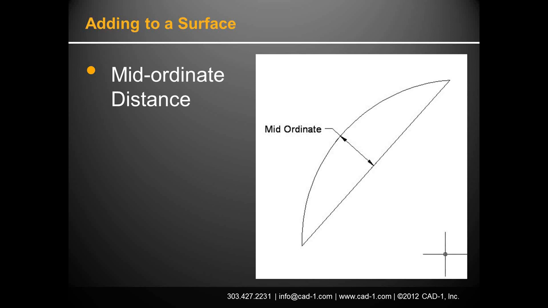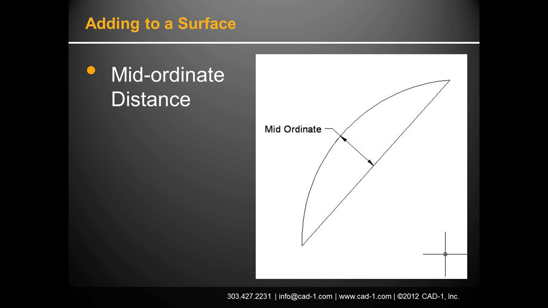All right, so the mid-ordinate distance is the distance between the midpoint of the curve and the midpoint of the chord. So this is the mid-ordinate distance. And basically what this does is it allows us to take curved break lines or curved feature lines and put them into a triangle surface. So a surface is made up of triangles. Triangles have straight lines. You cannot have curves in a surface. If I have curved data, I have to approximate the curve with straight line segments, and that's where the mid-ordinate distance comes into play. So this is the mid-ordinate distance of a curve.